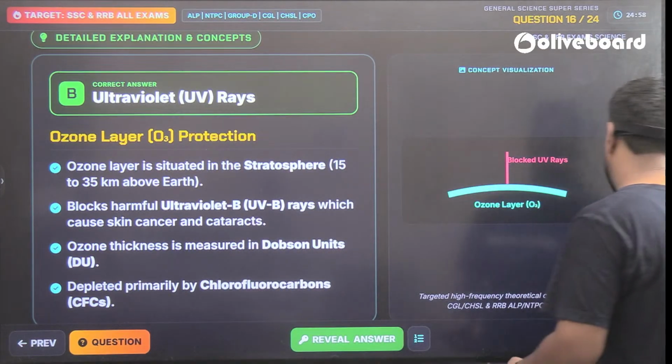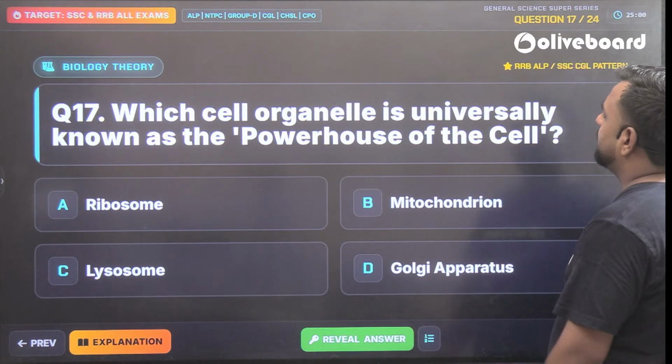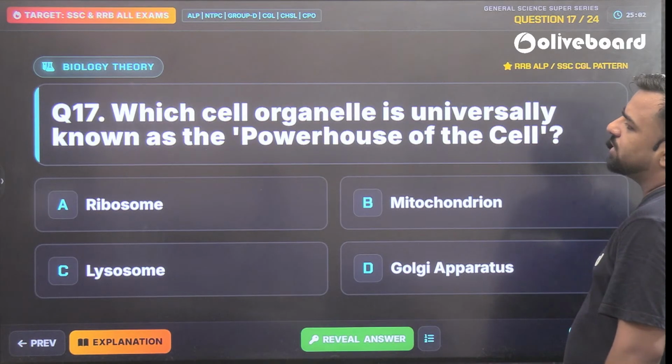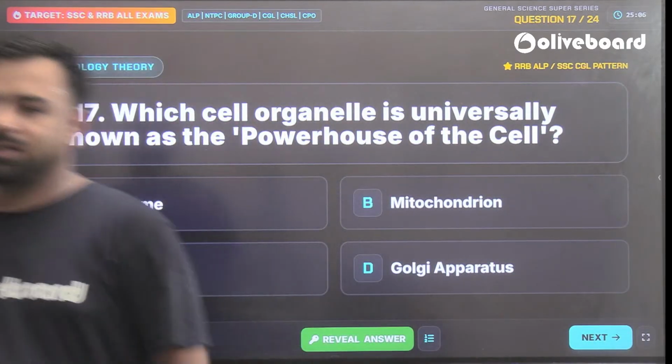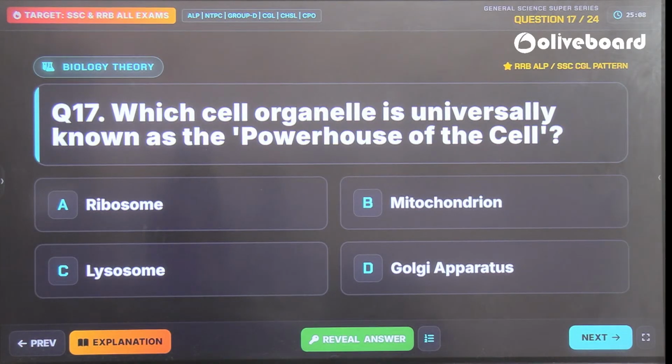Okay, next. Which cell organelle is usually known as the powerhouse of the cell? One of the easiest questions of the day. Let's see what will be the correct answer. So Harry, Shubham, Manoj and all the other candidates who are present in the class, let's see how many of you can give the answer.